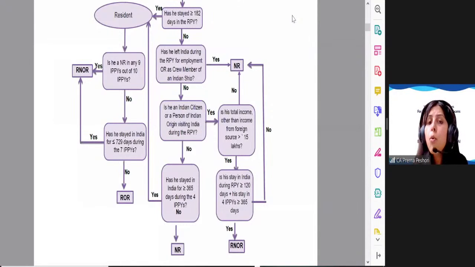So I think you would be mostly RNOR because you have always been staying in India. Only for 2 years you had gone outside India. Pooja, I have already shared the PDF. I think you would get it.